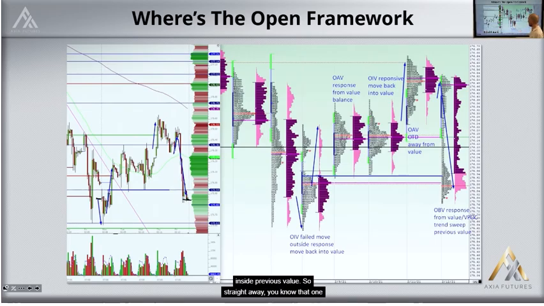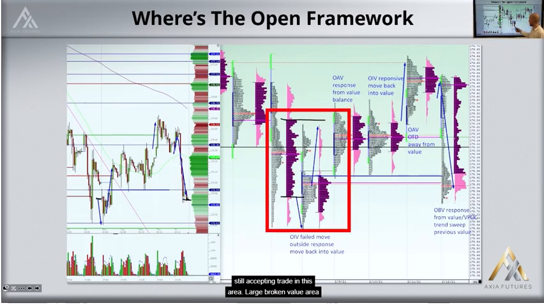Opening inside previous value. So straight away, you know that one of the decisions you're going to have to make, or one of the decision points, is what happens when you reach the bottom of value or the top of value. Because until you get beyond those points, you can assume that we are still reasonably balanced. We are still accepting trade in this area. Large broken value area suggests also trade within this as well.